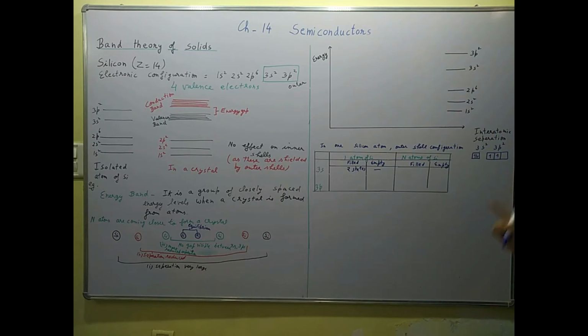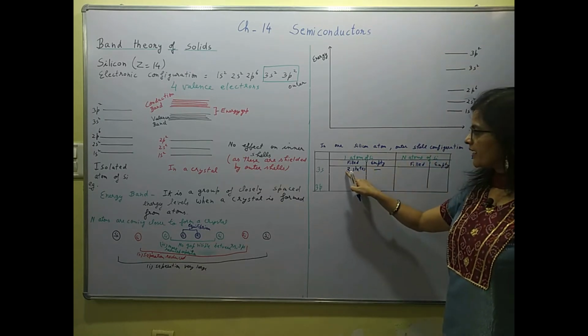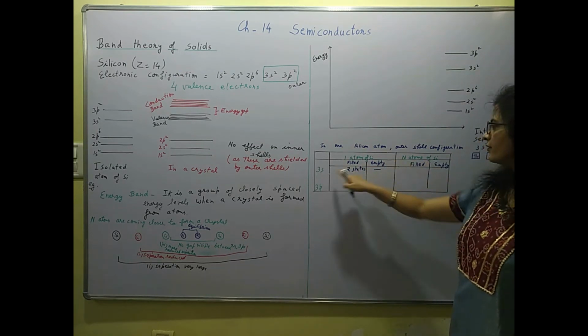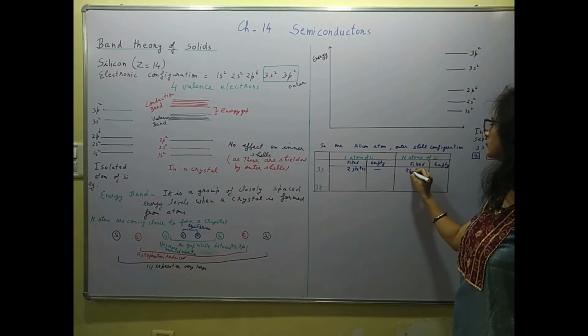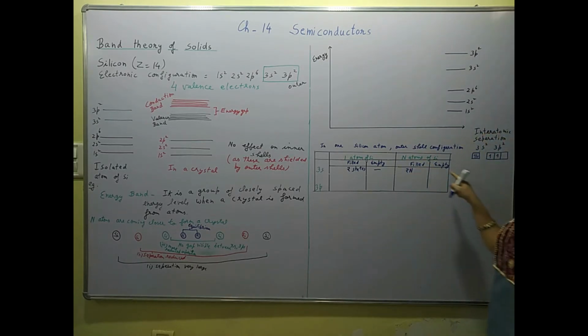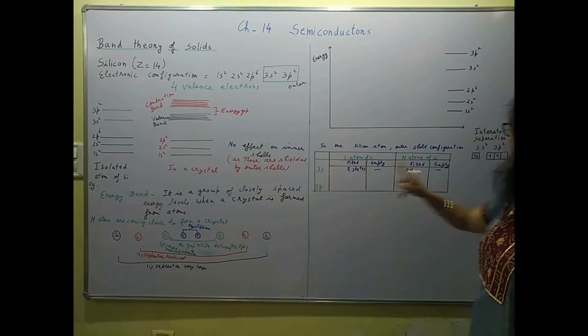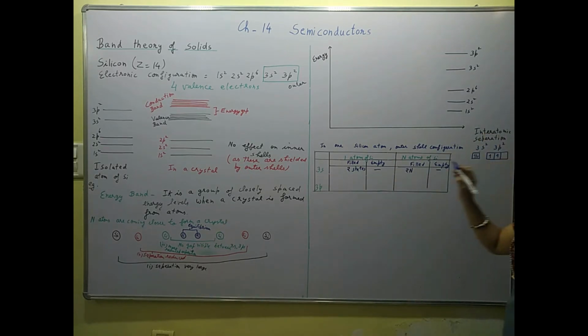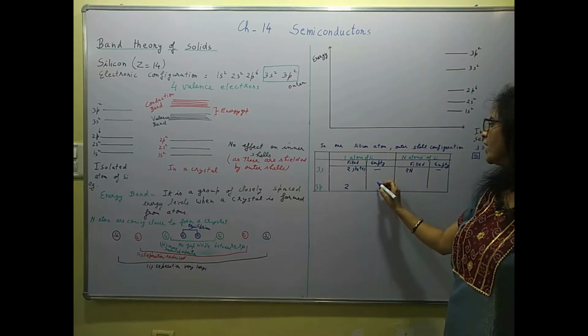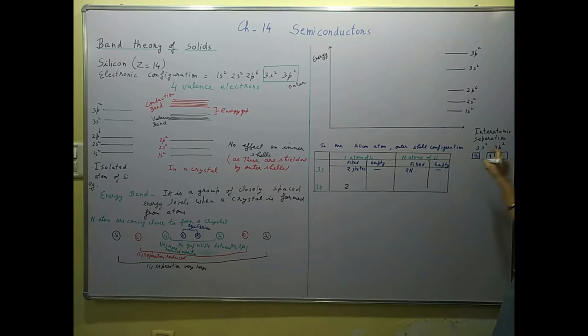If I am talking about n atoms of silicon, for one atom, two states were filled for 3s. For n atoms, it will be 2n which are filled. Empty, again, nothing is empty for 3s. If I am talking about one atom of silicon and the 3p state, how many are filled? Two states are filled, right? And how many are empty? 1, 2, 3, 4. So 4 are empty, right? Similarly, for n atoms, if two are filled for one atom, then 2n are filled for n atoms and 4n are empty.